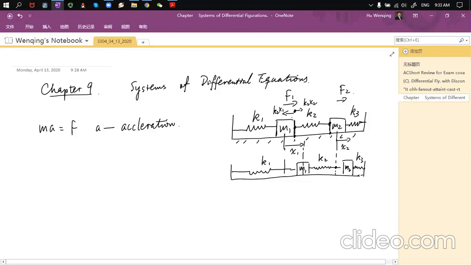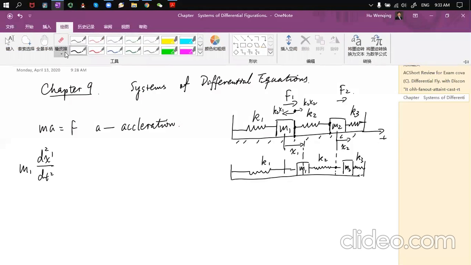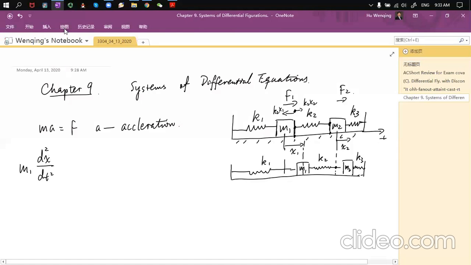If you take the positive direction to be this direction, then you're going to see that M1 d squared x1 over dt squared, which is nothing but the acceleration of the first mass, is equal to the forcing. So what does K1 do? Well, K1 is going to be elongated, so it gives you a force which is K1 x1 with a minus sign. So minus K1 x1.